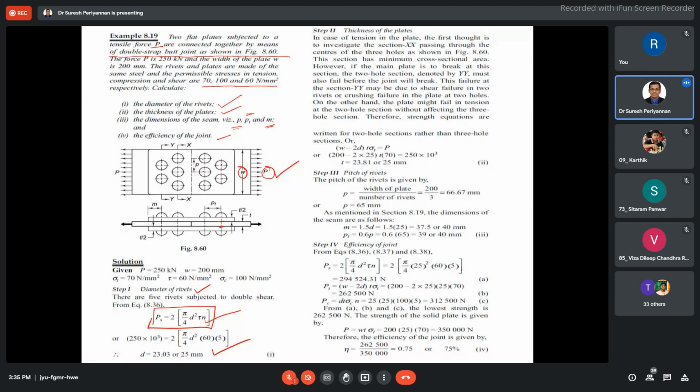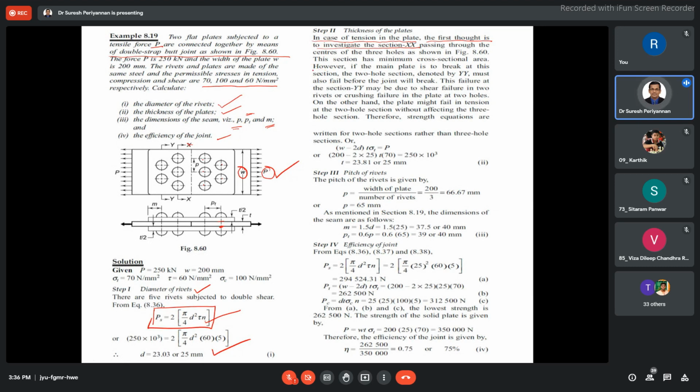Now we go for the next thing, to find the thickness of the plates and the pitch of the rivets. Before finding the thickness of the plates, we have to consider the section with minimum cross section area. See here, just read this sentence: in case of tension in the plate, the first thought is to investigate the section XX only. This section is the minimum cross section area.